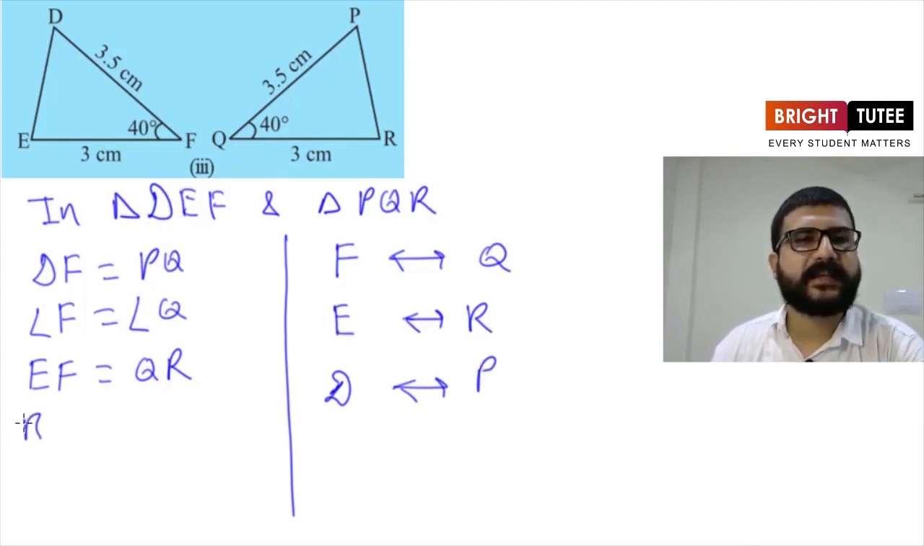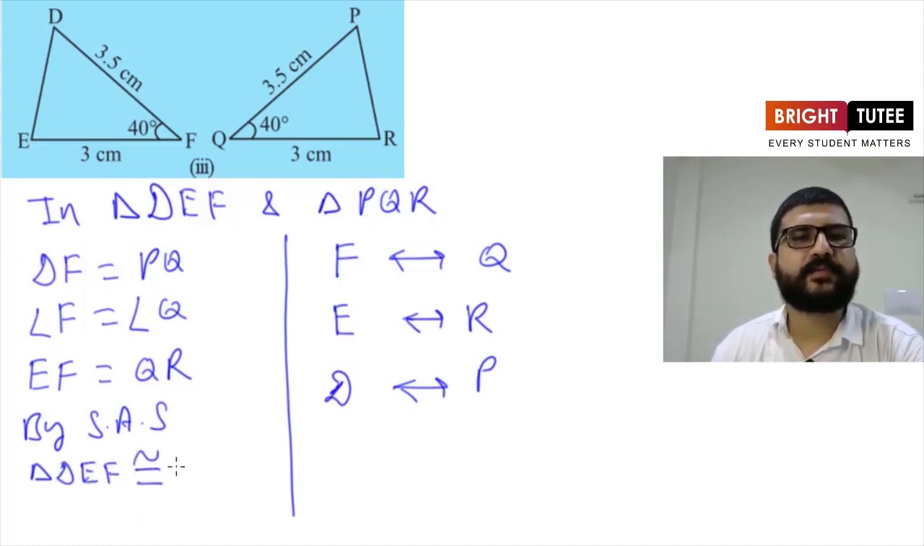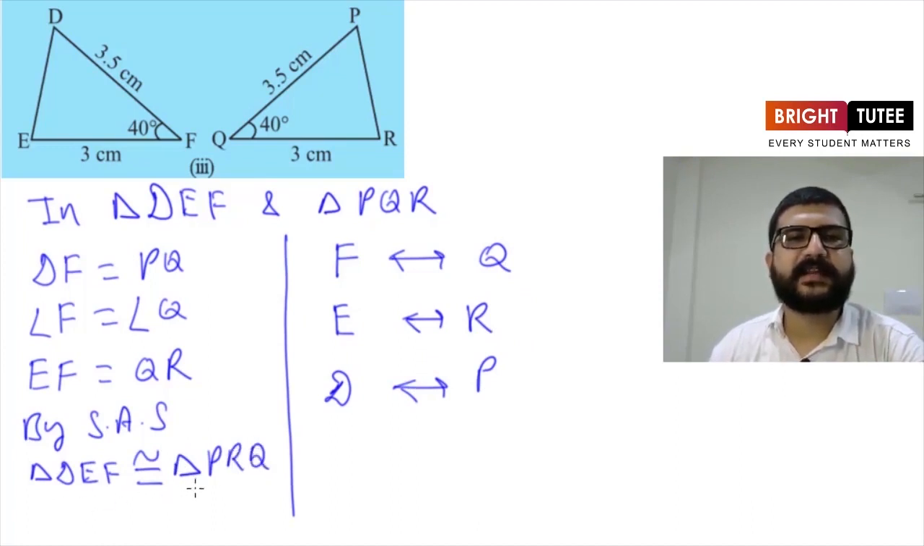Now we can say by SAS, triangle DEF is congruent to triangle PRQ. So it will be PRQ. Here is the congruency relation represented symbolically. So this is how we have to write the congruency relation.